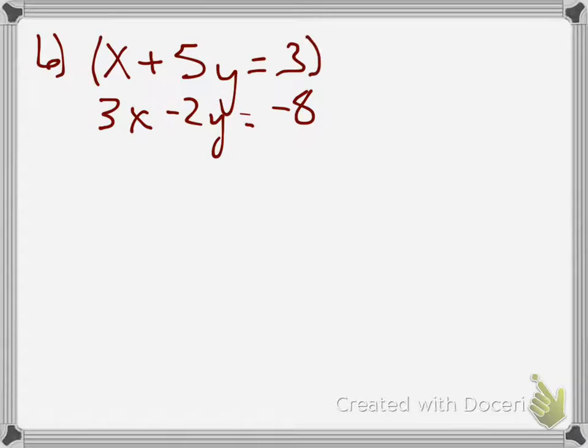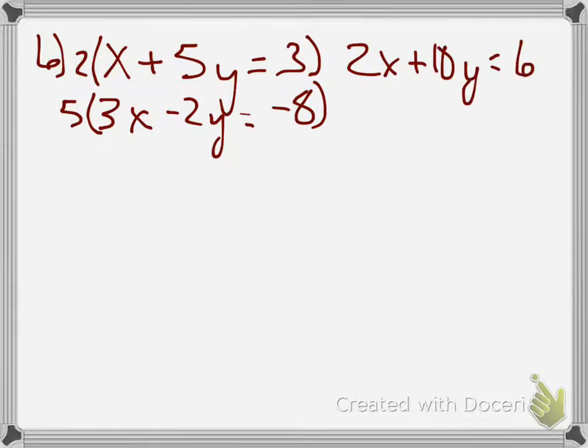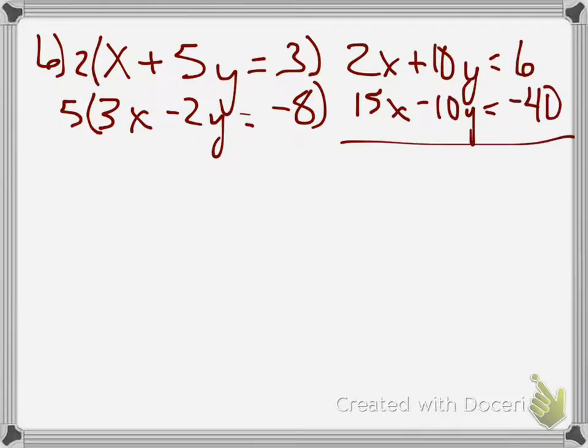Number 6. Okay, again, I'm going to get rid of the y's. So I'm going to go here 2 and 5. But now since I've already got a positive negative, I'm going to leave the 2 and the 5 on the outside positive. That way I have 2x plus 5y plus 10y, because 2 times 5 is 10, is equal to 6, and 15x minus 10y is equal to negative 40.